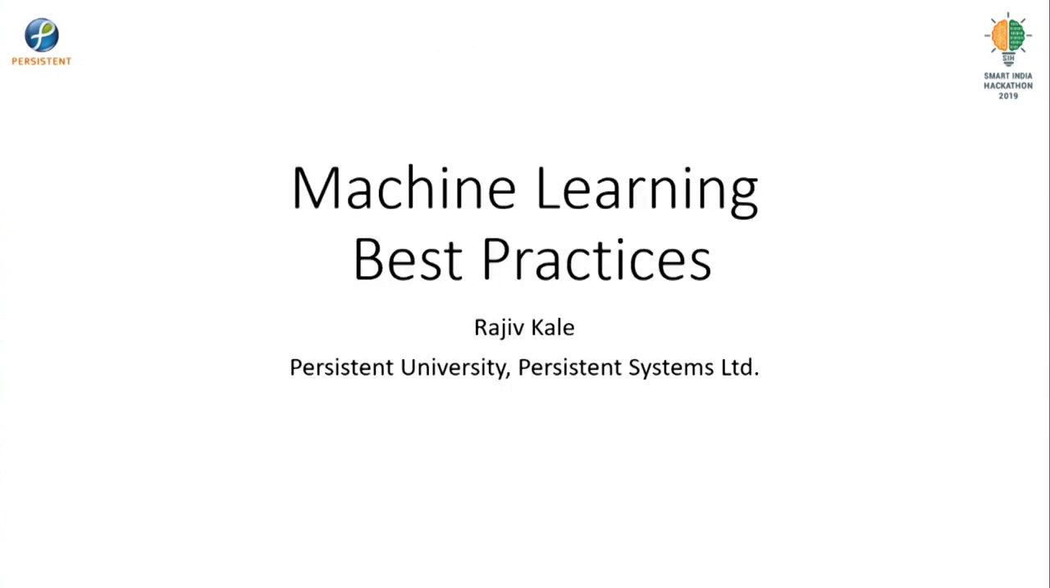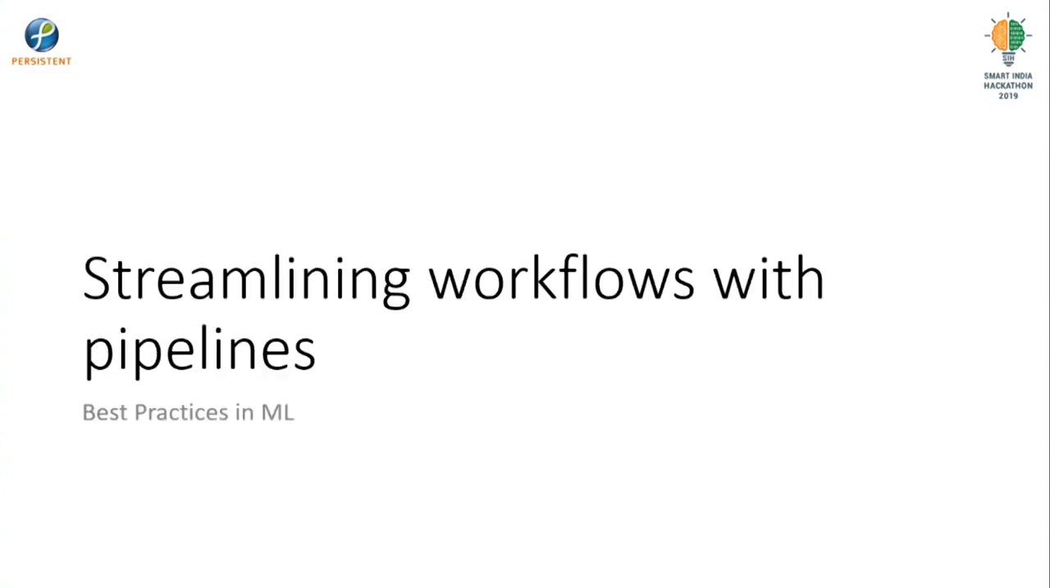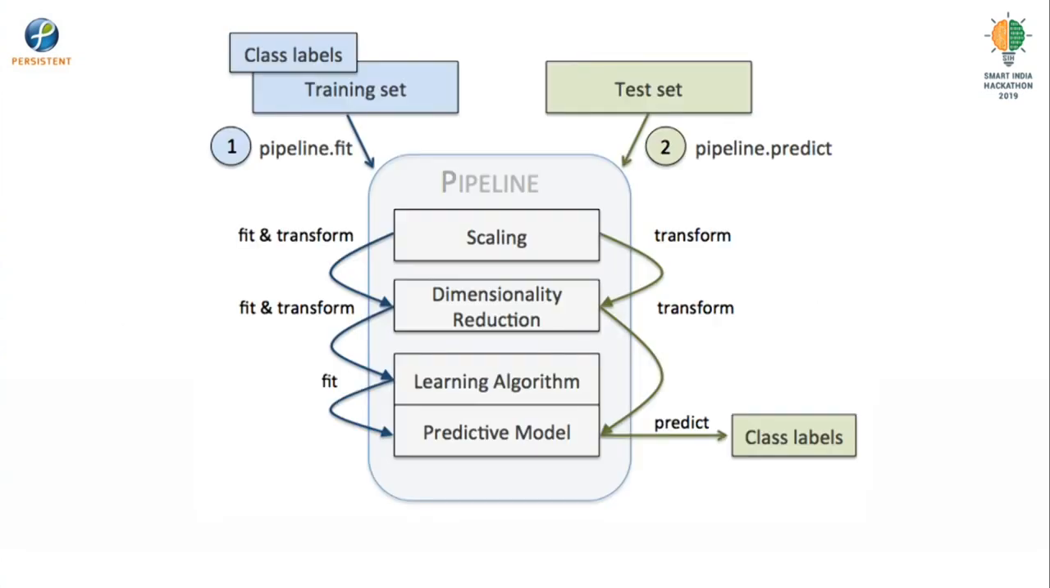Okay, that is about unsupervised learning. Let us quickly now move on to machine learning best practices. Streamlining workflows with pipelines. So far we have seen that we select scaling, we select dimensionality reduction, and we then select an algorithm, and we then pass the data from one to another.